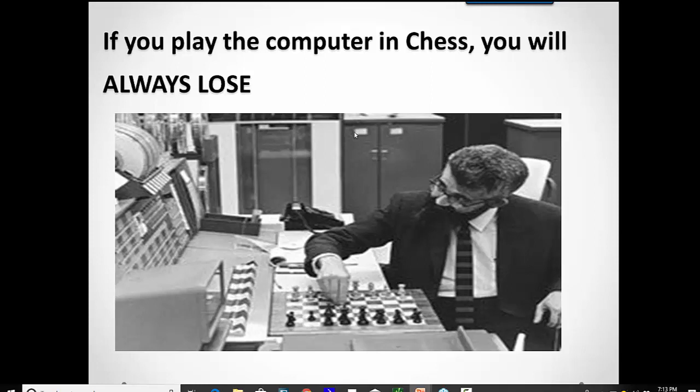If you play the computer in chess, you're always going to lose. And this is very similar to trading futures, Forex, or trading stocks. Set it to expert level, you're always going to lose. This is why I came up with something that is very similar to playing poker.